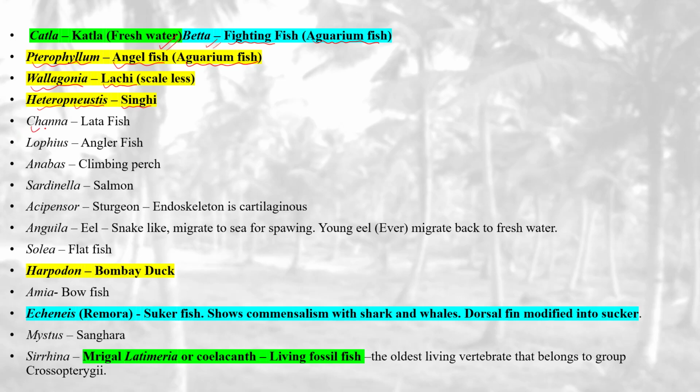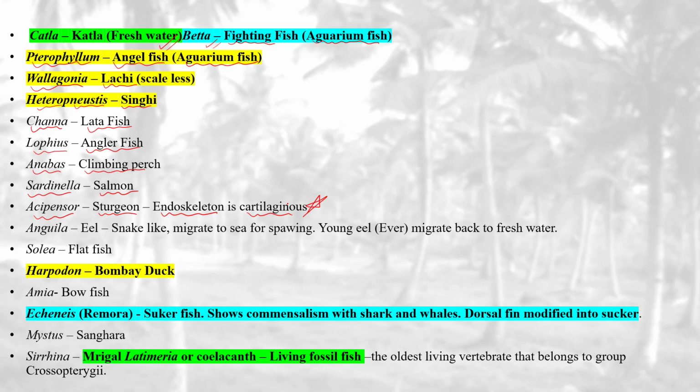Channa is a murrel fish. Lophius, anglerfish. Anabas, climbing perch. Sardinella, sardine. Acipenser, sturgeon. Its endoskeleton is cartilaginous. So please do remember, sturgeon or Acipenser, endoskeleton is cartilaginous.